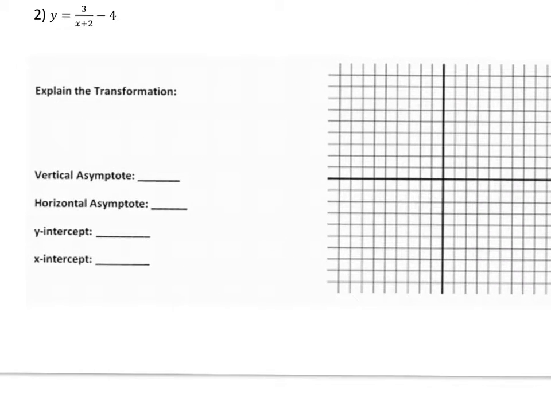Your thinking process is the exact same for all these problems. Did I move left or right? Yes, I moved to the left 2. It's always opposite. x is always opposite. Did I move up or down? Yes, I moved down 4. Y-intercept, plug 0 in for x. X-intercept, plug 0 in for y. So if I plug 0 in for x, I get 3 over 0 plus 2 minus 4. That's equal to y. Whoa, what just happened there?